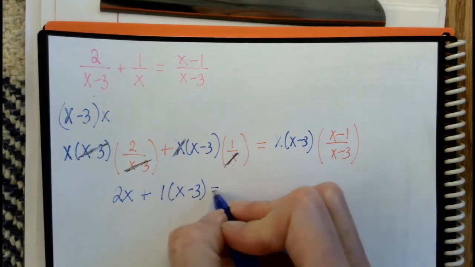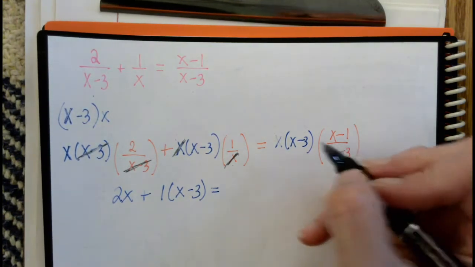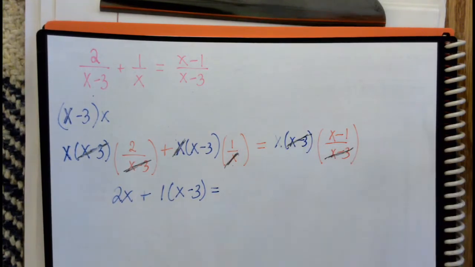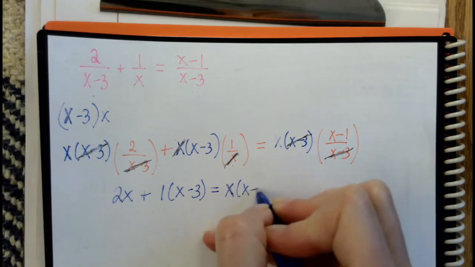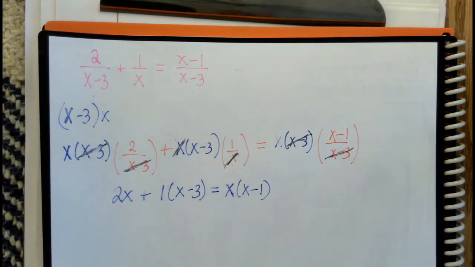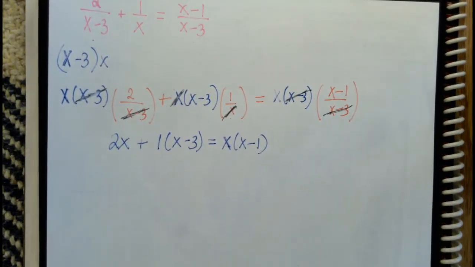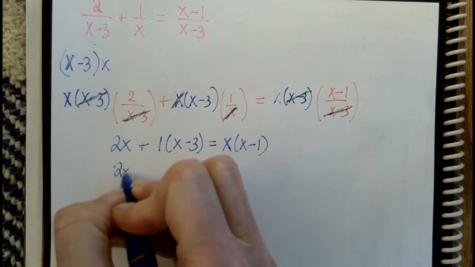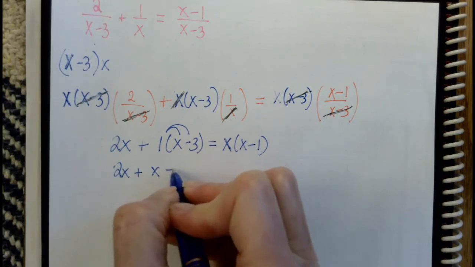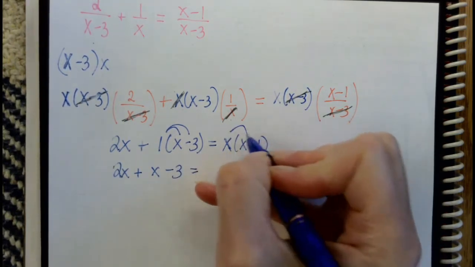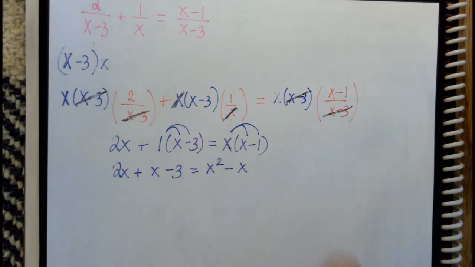Equals, over here, again, look and see. Do we have anything that we can cancel out? We have an x minus 3 and an x minus 3, and what we're left with is x times x minus 1. So now it's much better to solve without all those fractions, and we can simplify a little bit. We get 2x, plus x minus 3, distributing, equals x squared minus x.